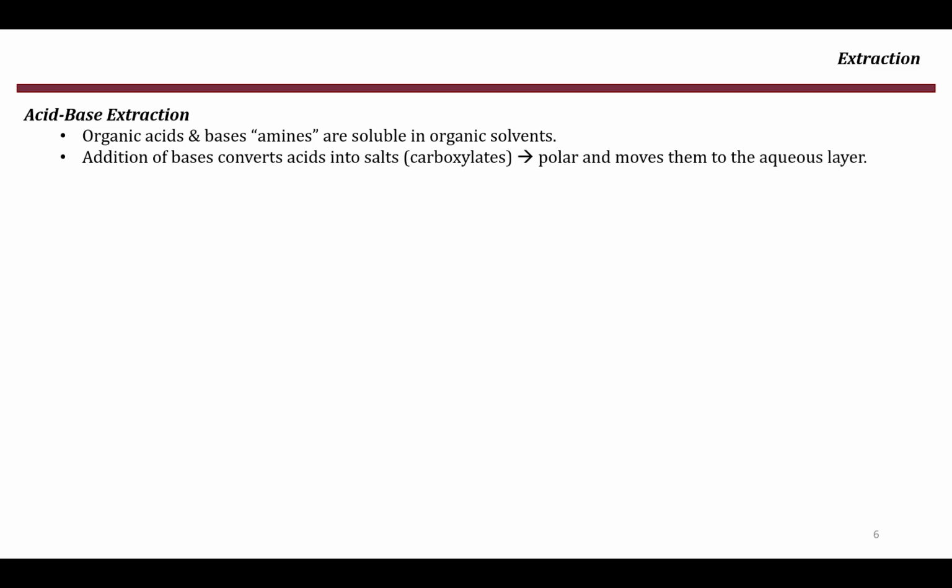The third type of extraction is the acid-base extraction. This is basically like a liquid-liquid extraction, but we are going to use some acid-base properties of compounds in order to change their polarity and then separate them. Usually organic acids and bases, for example amines, are soluble in organic solvents. So if you have an organic acid, it's going to be soluble mainly in the organic solvent. However, the addition of bases converts these acids into carboxylates, and that's why they will become more polar.